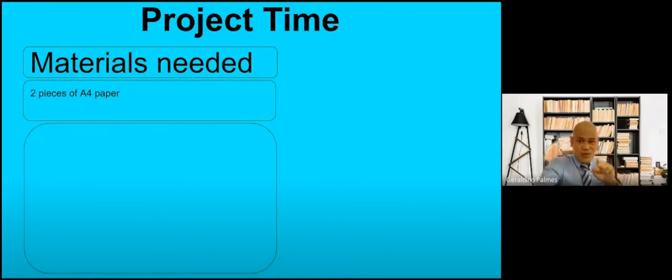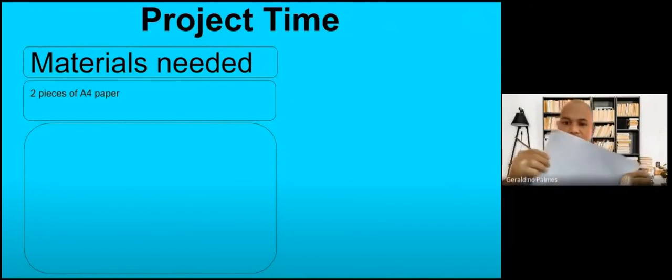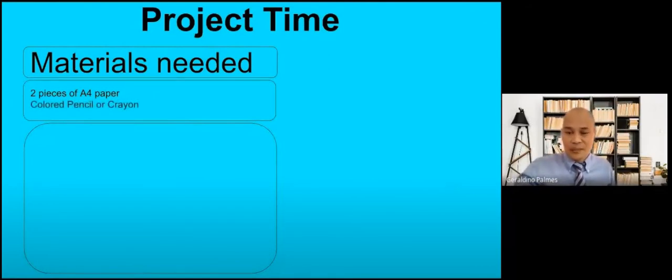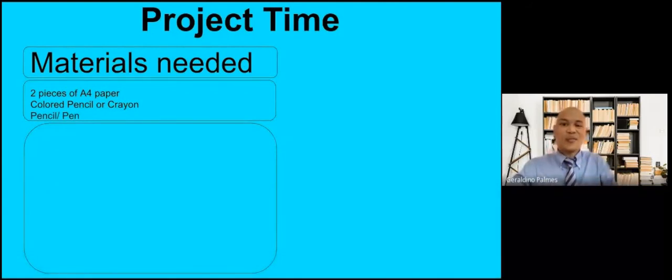So let me get an A4 paper and I will show you. Okay, right here I have with me A4 paper. So you need two pieces because you're going to make two pages. And then colored pencils. Inside this box we have lots of colored pencils. Another one, pen or pencil, but I guess you can use pencil. So these are the materials we need.